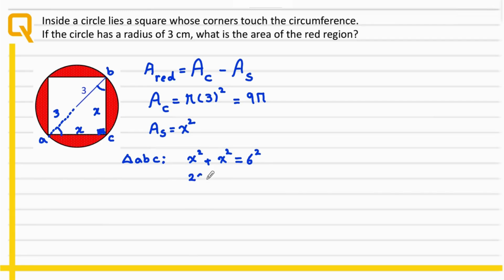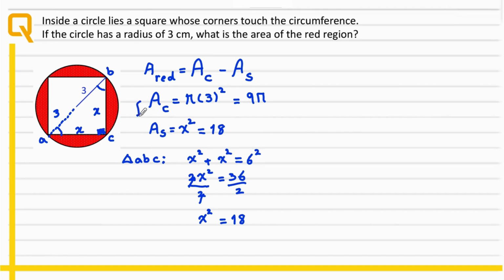So 2x squared is 36, and if we divide both sides by 2, we can cancel out 2 at left, and we get x squared for the left side and 18 for the right side. Here we don't need to continue to find x, because in A for square we just need x squared. That's why we can write 18 for A for square.